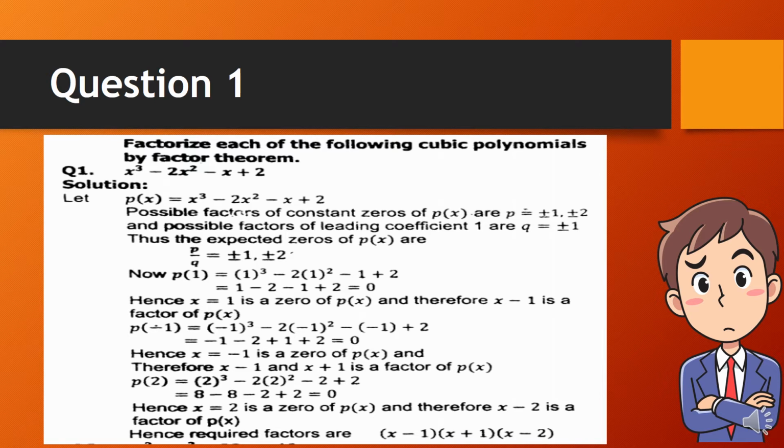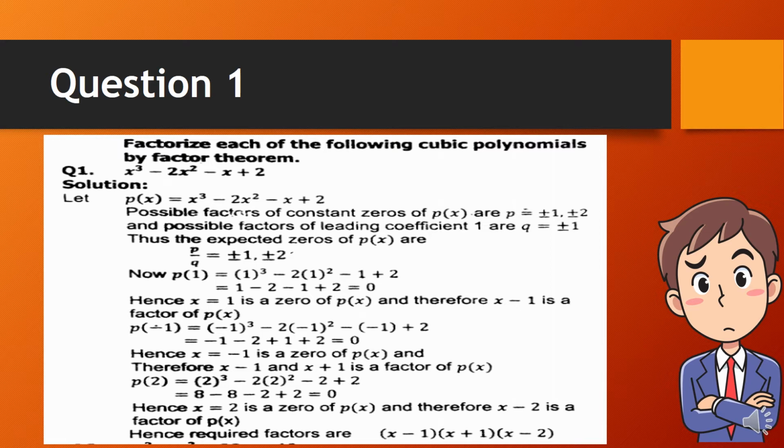Similarly, you will check the next number, that is minus 1. Now replacing minus 1 in the place of x, we have minus 1 cube minus 2 into minus 1 square minus minus 1 plus 2. You will get 0. So you can say that x is equal to minus 1 is a zero of p of x, and therefore x minus 1 and x plus 1 are the factors of p of x.